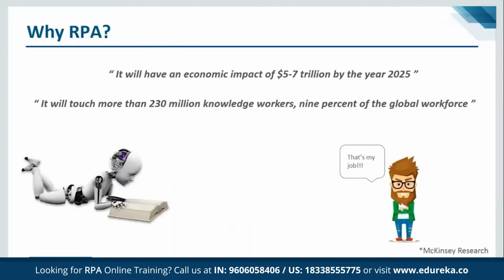$5 to $7 trillion is a huge amount of money, guys. It also says it will touch more than 230 million knowledge workers. Don't get scared with this line, because it says it will touch the jobs of 230 million workers. What that basically means is that whatever tasks you are doing today, maybe you'll not be able to do them tomorrow. Tomorrow you might be doing a different job, or a different set of tasks will be expected from your job. So this is what is meant by touching more than 230 million knowledge workers.